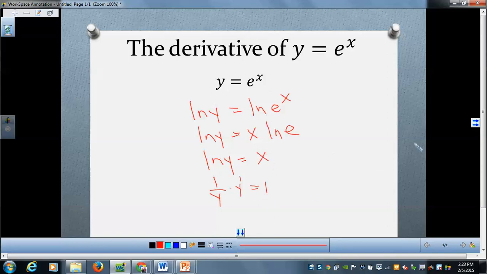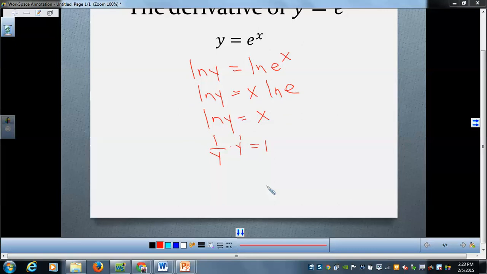And so to solve for y prime, we're going to multiply by y. So y prime would equal y, which means that y prime, if we go back to our original relationship, y was defined as e to the x. So the derivative of e to the x is simply e to the x. A very easy one to remember.